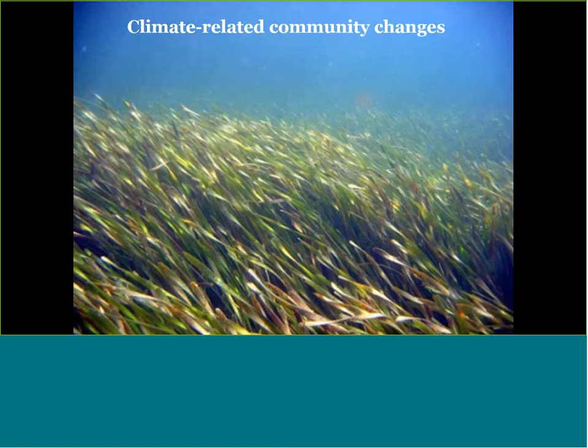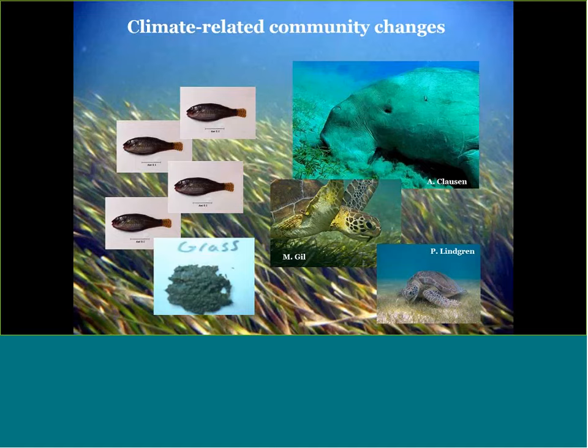Okay, so there are also other community-level impacts that we could think about, and one is what happens to the seagrass. In the northern Gulf, there's not too many things that eat seagrass. Most of the seagrass just dies and then enters the detrital food web. But we do know of some things that can eat grass, like manatees and turtles on the right.